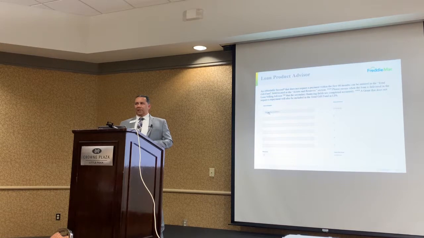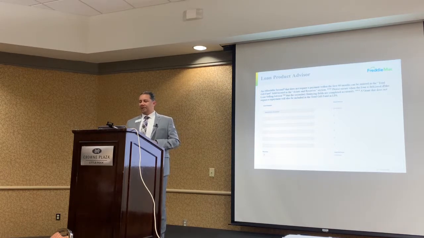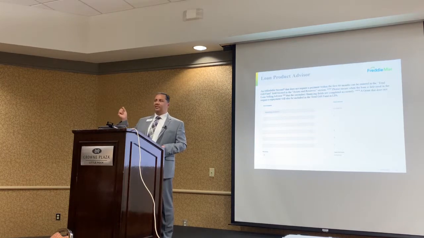So this is where we get most of the controversy. An affordable second that does not require a payment within the first 60 months can be entered in the total gift fund field located in the assets and reserves section. You do want to ensure that when the loan is delivered through Loan Selling Advisor, which most of you at that point are no longer dealing with the loan, the secondary financing fields are accurate. Basically, if you have down payment assistance and there's no payment in the first 60 months, rather than inputting that down payment assistance as a second, you input it as a gift.